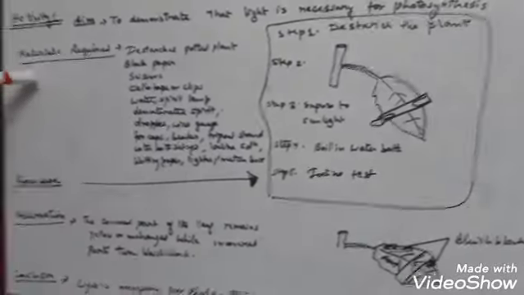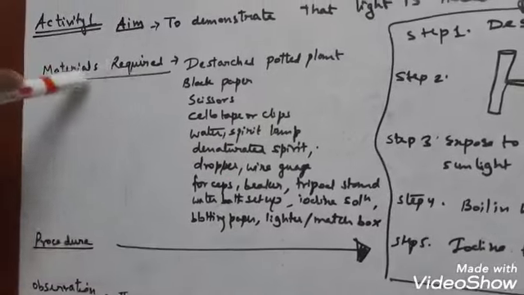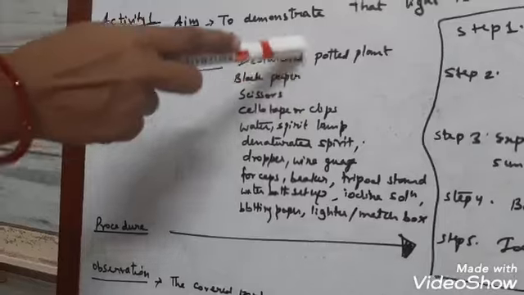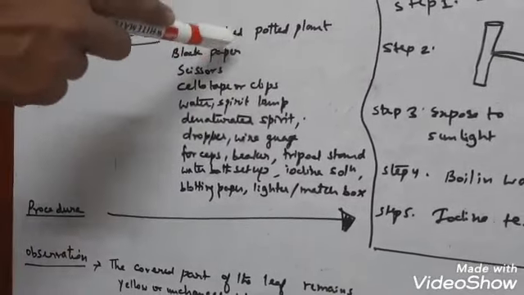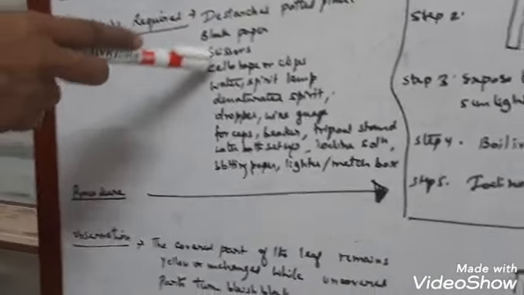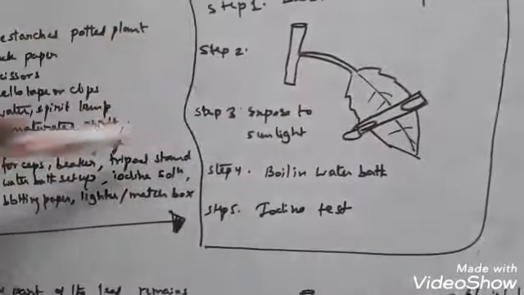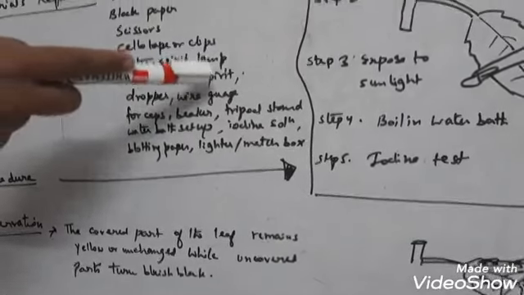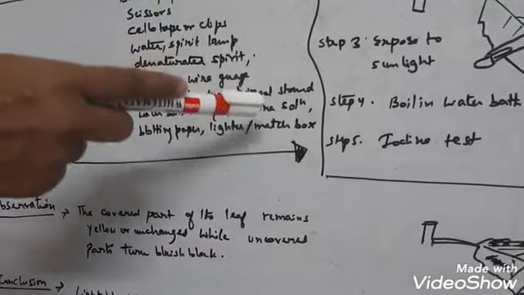Now, materials required. What do we require for carrying on this activity? You need a destarched potted plant. What destarching is, I will describe later. Next we need a black paper, scissors, sellotape or clips. I have drawn clips here, you see. Water we need, spirit lamp, denatured spirit, then dropper, wire gauze, forceps, beaker, tripod stand.